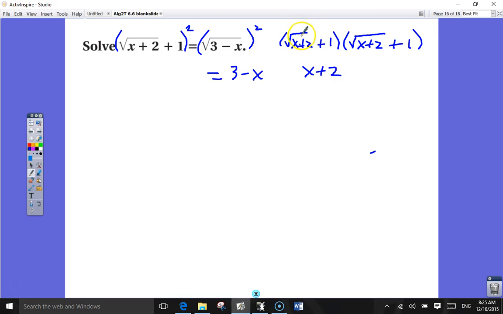Okay, then we're going to have the square root of x plus 2 times 1 plus another 1 times the square root of x plus 2. That'll be 2 times the square root of x plus 2. I didn't write that in there. And then 1 times 1 is 1. So when I put all that together, now I've got x plus 3 plus 2 times the square root of x plus 2.